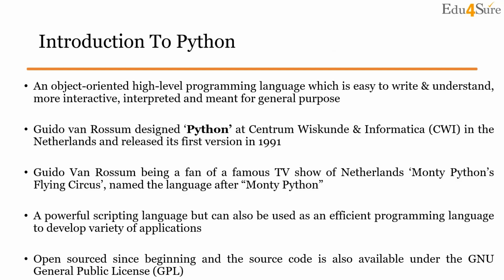Well, Python is a powerful scripting language. It can be used as an efficient programming language to develop a wide variety of applications. Python is open source. By open source, we mean that we do not need any license or need to pay any fee for downloading and coding in Python. Python comes under the GNU General Public License. It is free to download, easy to use, and awesome to work on.